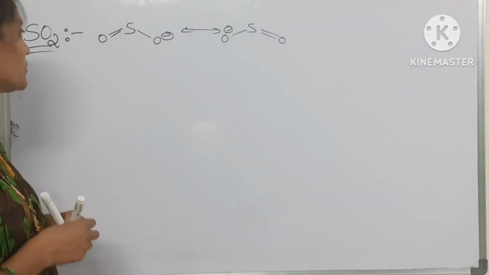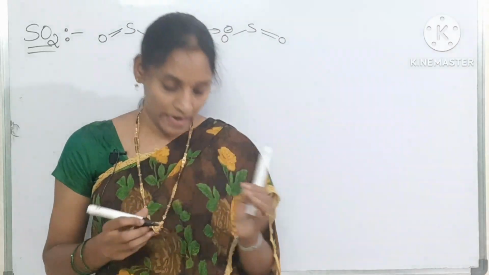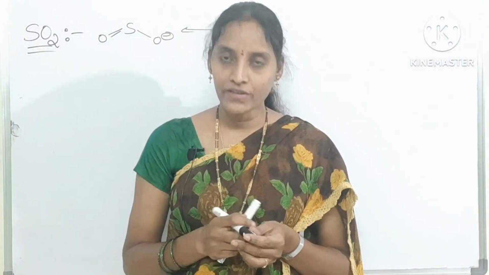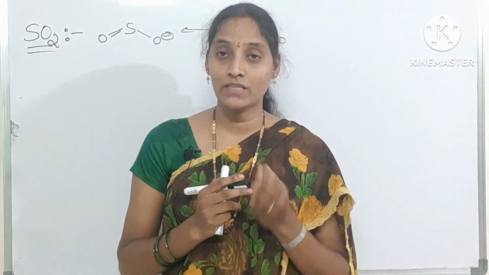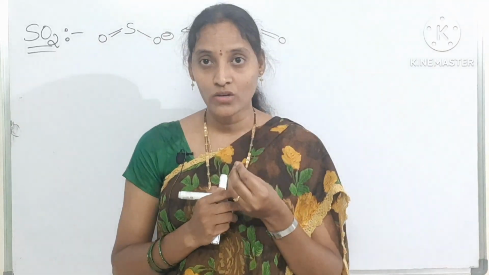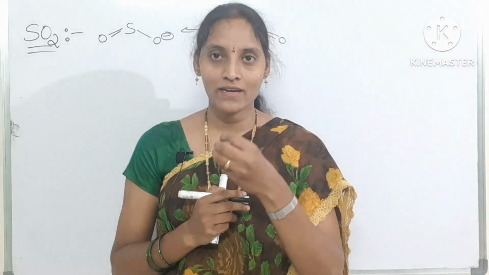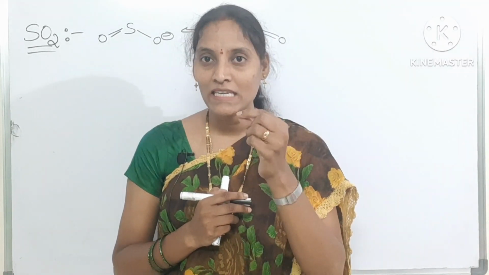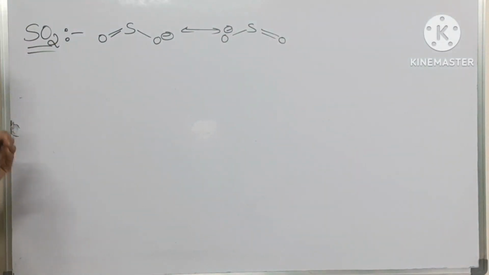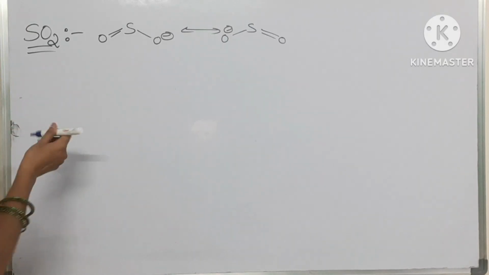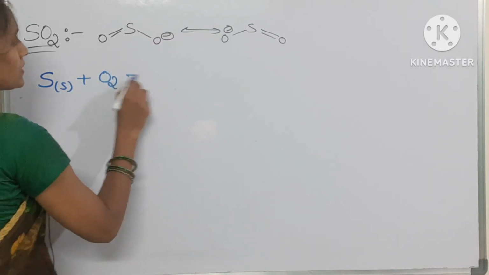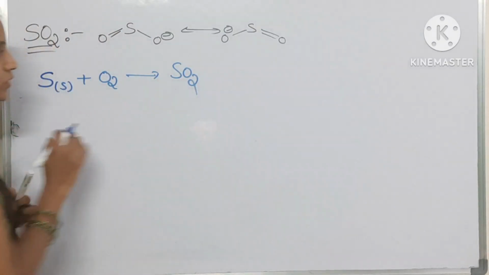Then coming to the preparation methods of sulfur dioxide, generally sulfur reacts with oxygen. Sulfur in the form of solid reacting with oxygen gives sulfur dioxide. Along with this you will get sulfur trioxide also, but that will be a very minute, negligible amount, so no need to write it. So sulfur in solid form reacting with oxygen gives you sulfur dioxide. This is one preparation method.